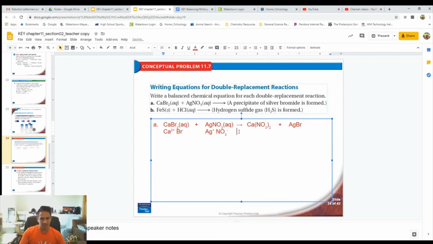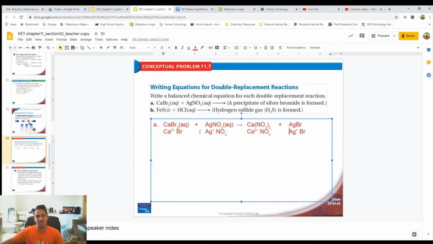However, when these ions switch and the calcium is now bonded with the nitrate, we have to rewrite our chemical formulas. Now that the calcium bonds with the nitrate, calcium is again 2 plus, nitrate is -1, so we need 2 nitrates to balance out the calcium. That's why there's a 2 here outside the parentheses. And with the other one, silver is +1 and bromine is -1. Those two would balance each other out, and therefore there's no subscripts.